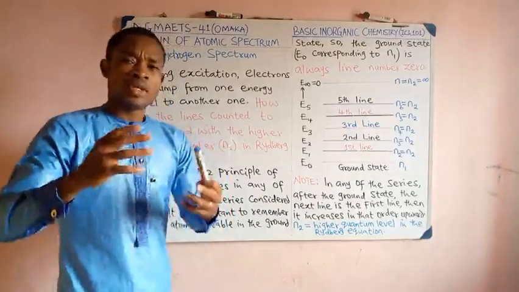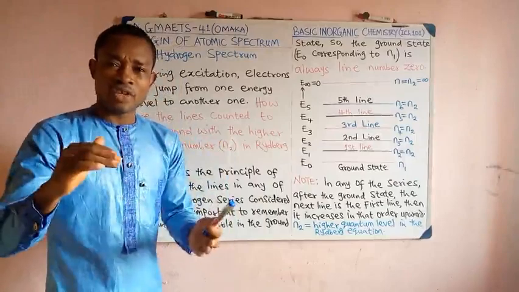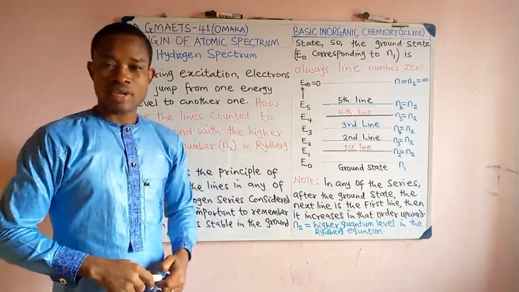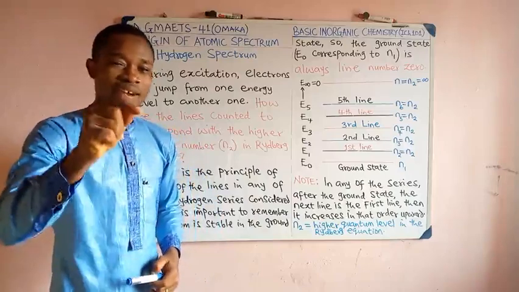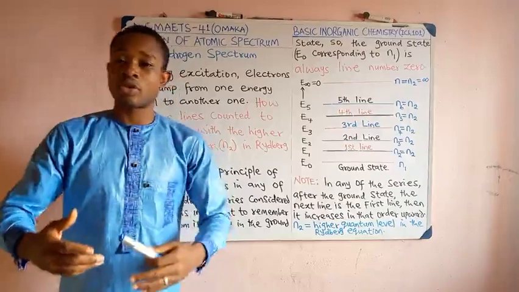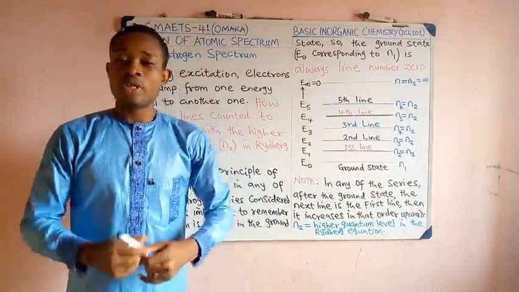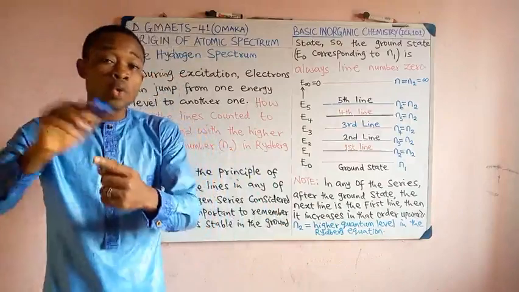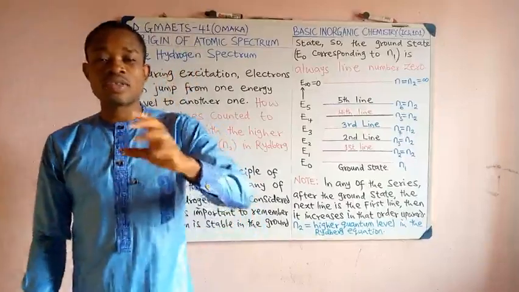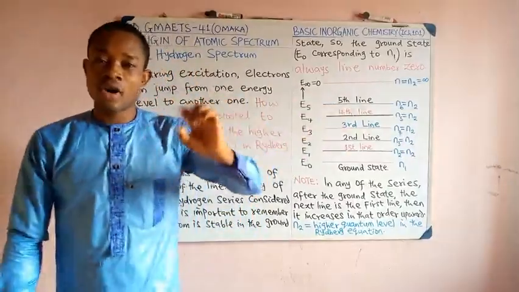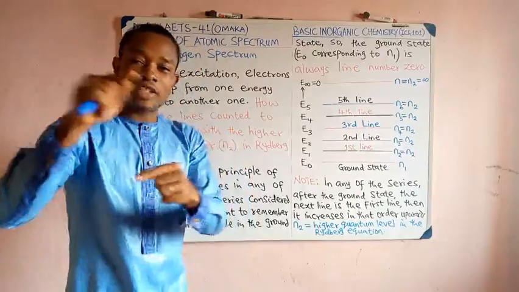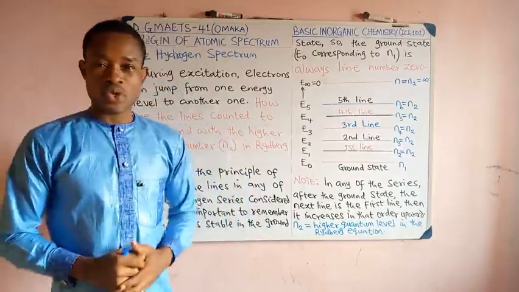As an example, you are to determine a particular value or quantity in the third line of Brackett series. How do you go about that? Remember, the ground state of Brackett series is what? 4. Because the Brackett series in the hydrogen spectrum is number 4. Which means that n1 in that case will be equal to what? 4. The ground state. Now you have to calculate this quantity in the third line of Brackett. So what will now be the n2 for that third line? The higher energy level in that case, based on the question you are being asked.